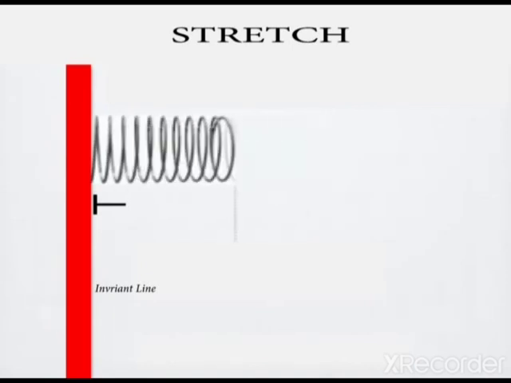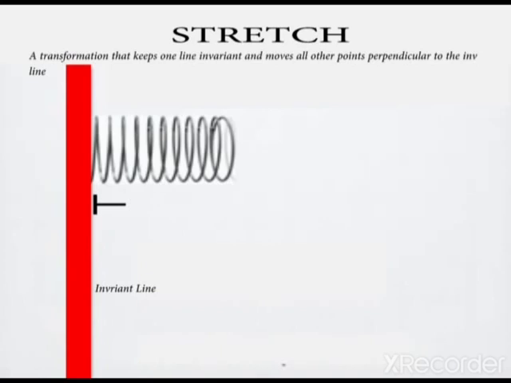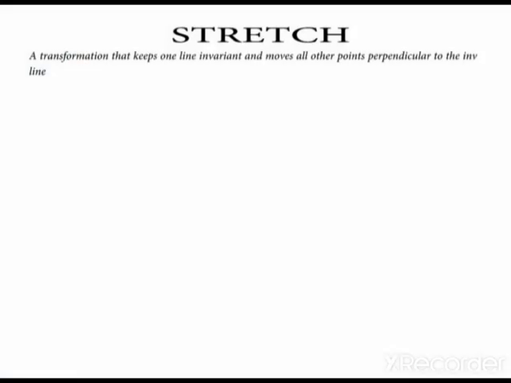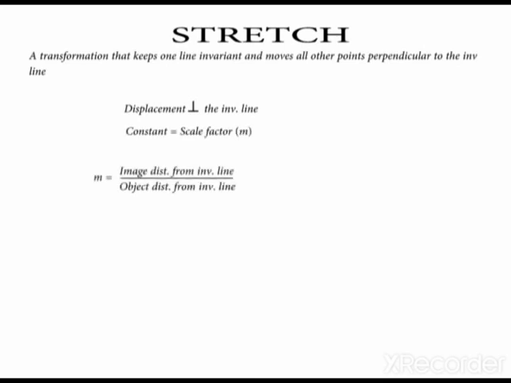This is a stretch, a transformation that keeps one line invariant and all the other points move perpendicular to the invariant line. So in a stretch, displacement is perpendicular to the invariant line. Points on the invariant line are also invariant. The stretch factor M is given by image distance from the invariant line over the object distance from the invariant line. So given M and the figure, you can calculate the image distance. That is, image distance is equal to M times the object distance. Note that all distances are measured from the invariant line.